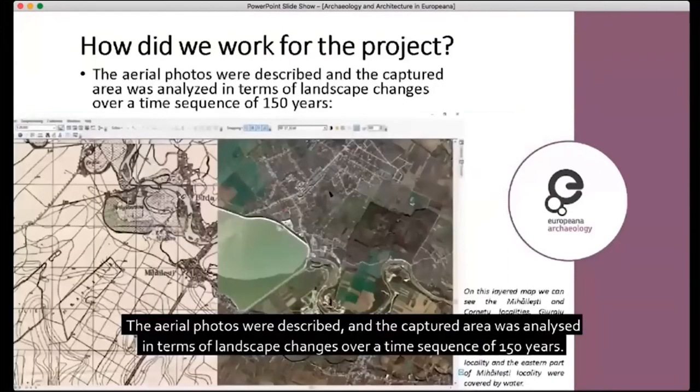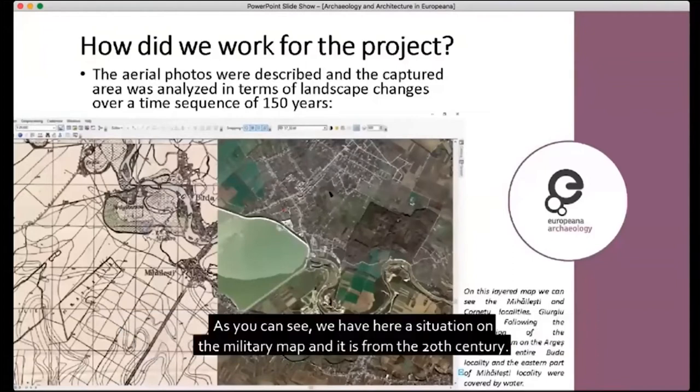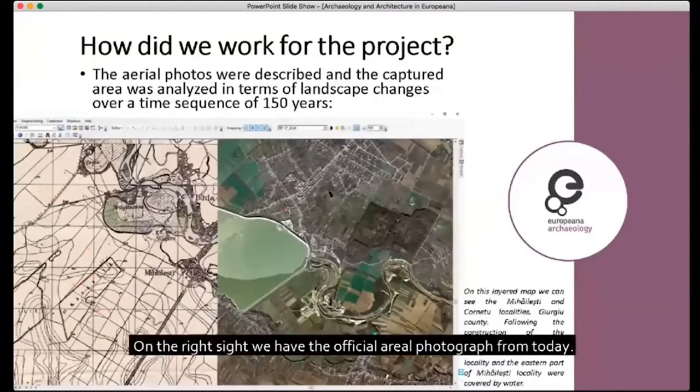And the aerial photos were described, the captured area was analyzed in terms of landscape changes over a time sequence of 150 years. And as you can see, we have here a situation on the military map. Here is the military map, and it's from the 20th century. And on the right side, we have the official vertical aerial photos from today.